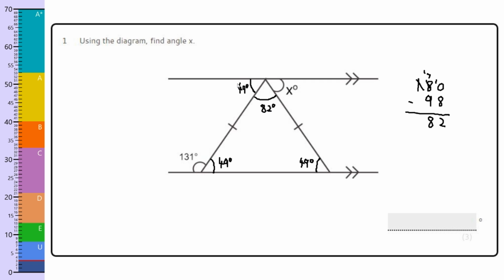And 49 plus 82, and then take that away from 180 to find out what x is. Well, I already know that x is going to be 49 because I've already done 49 plus 82 equals 180. So therefore x is going to be 49 degrees. And that's our answer for 3 marks.